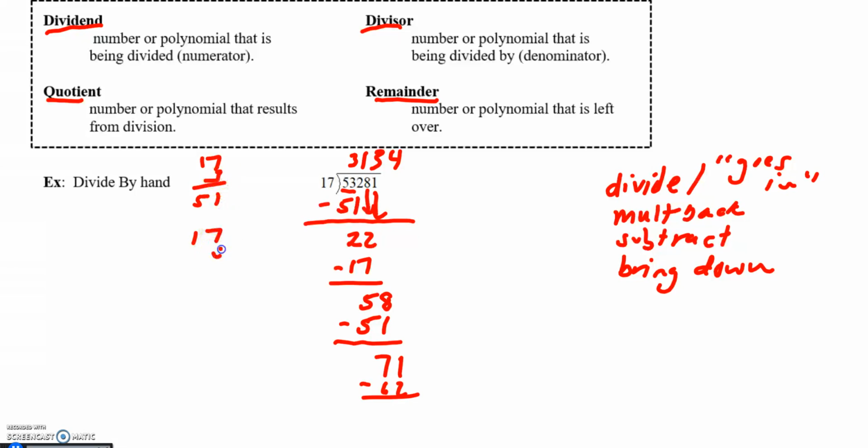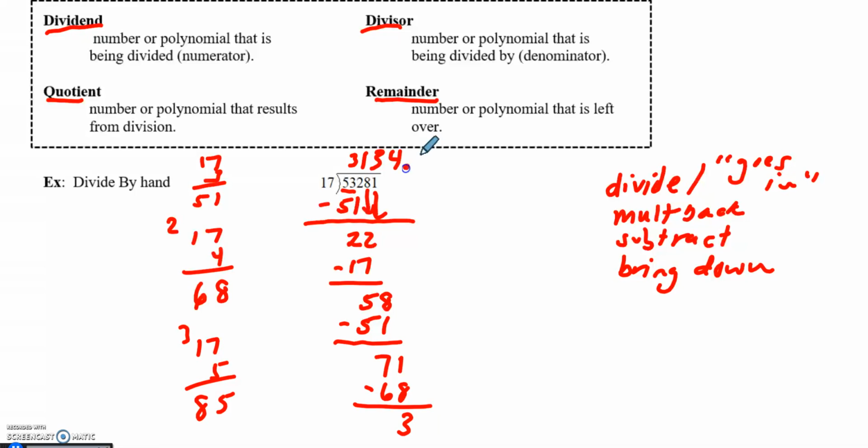17 times 3 was 51. 17 times 4 is 68. 17 times 5 is 85. So it looks like 68 is the closest thing. So then this would be a 68. Let me rewrite that, that is not neat there. If I then had my 71, I would subtract the 68 because I multiplied 4 times 17, got 68, subtracted, and got 3 here. Okay, so now we're at the end of our number.